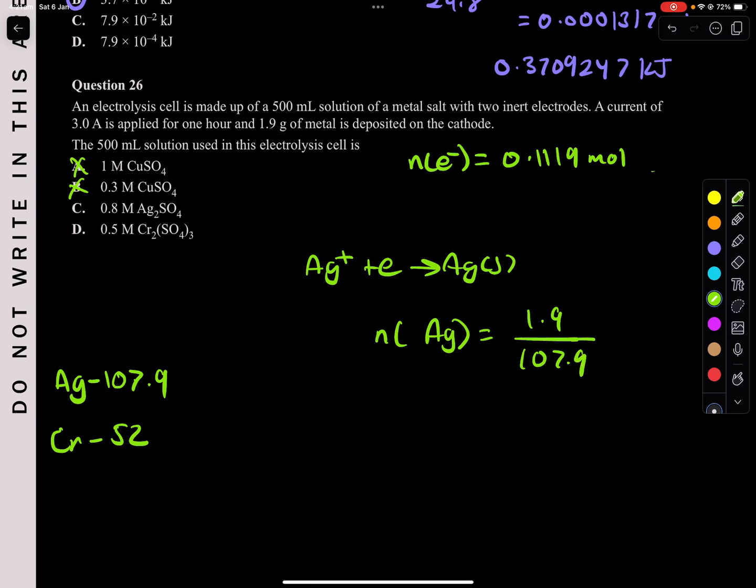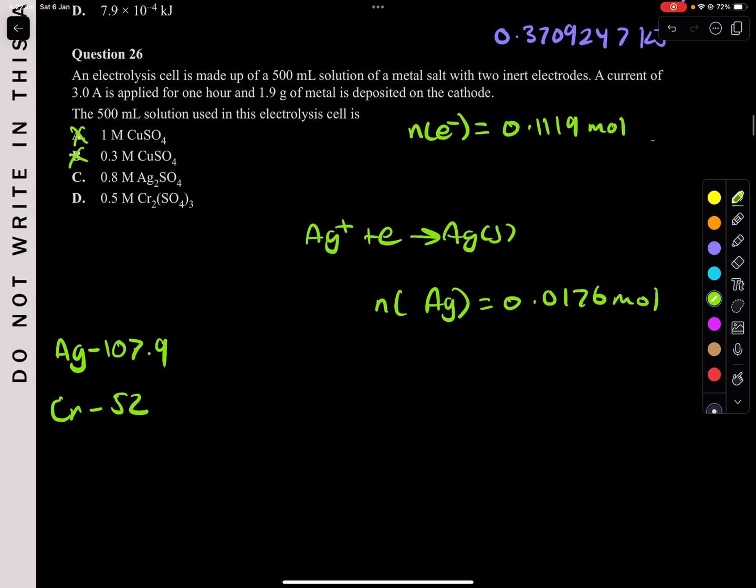1.9 divided by 107.9, and that's going to give me 0.0176 moles. Because it's a 1-to-1 ratio, that's equal to the number of electrons, which is not the same as that. So C is wrong.